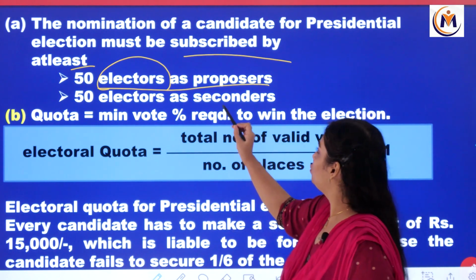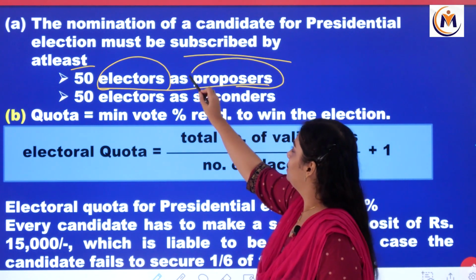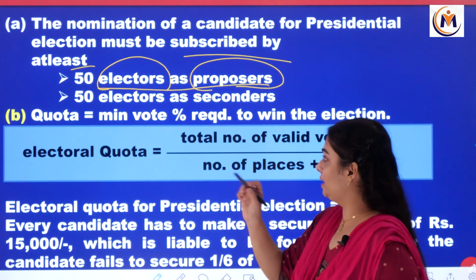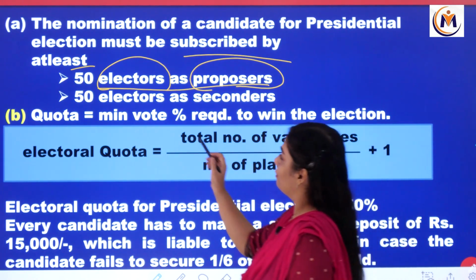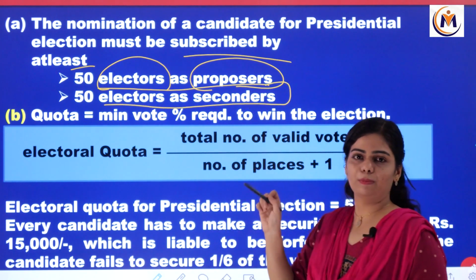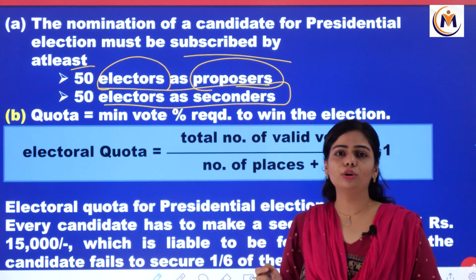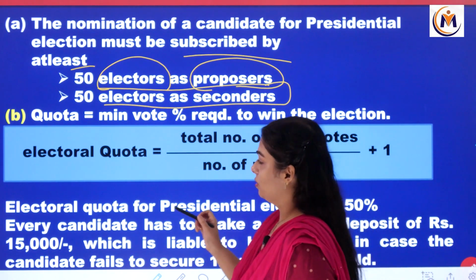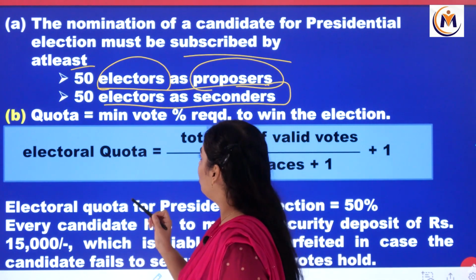So first of all, they need to propose that this is our preferred presidential candidate. Then they have to be supported by 50 electors as seconders. So a secondary support. This is to skim out the non-serious presidential candidates.